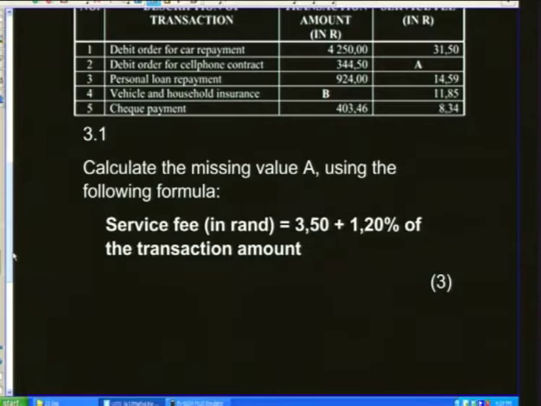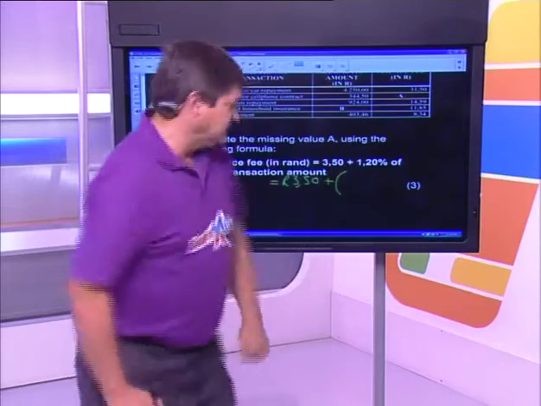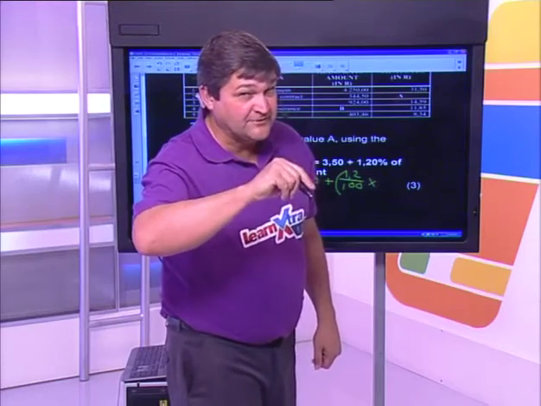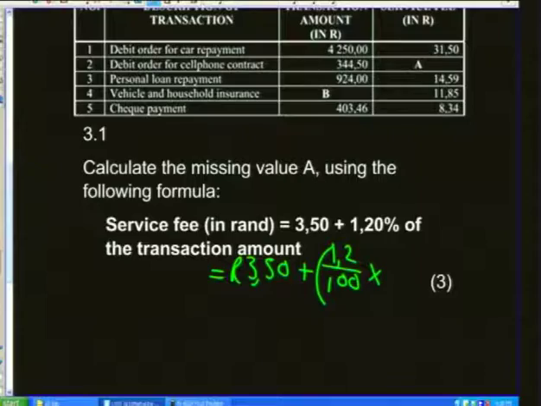Now, calculating the missing value A using the following formula. Service fee in Rand is 3 Rand 50 plus 1.20% of the transaction amount. Okay, so let's do this. So the service fee is going to be 3 Rand 50 plus 1.2%. Folks, how do we write 1.2%? 1.2 over 100. Okay, so 1.2 over 100 of means times, remember that from grade 8 or even grade 6, of the transaction amount.